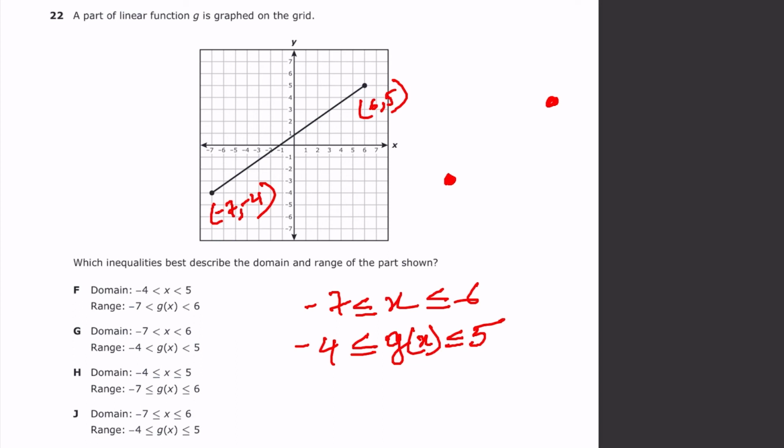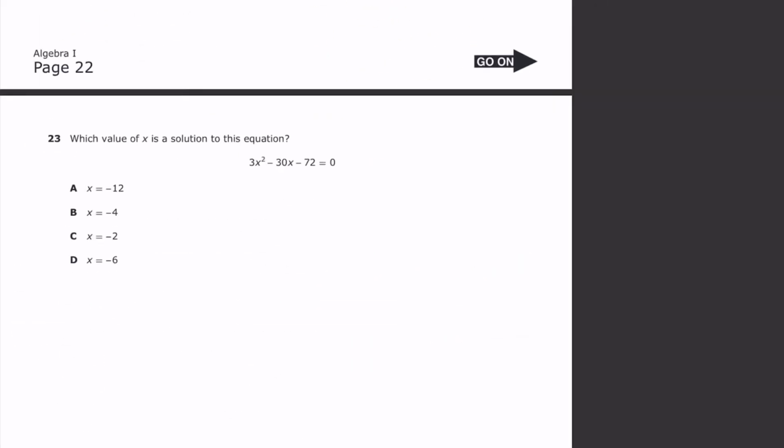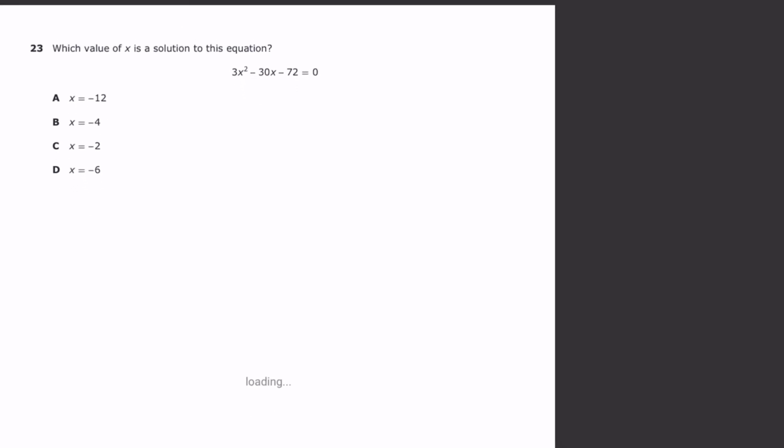So where we have this option, that will be the answer. So -7 and 6 and -4 and 5. So you can see here very clearly from this what your x values are, you can write those as the domain, and what your y values are, you can write as the range. Then going into the next problem, 23rd problem.